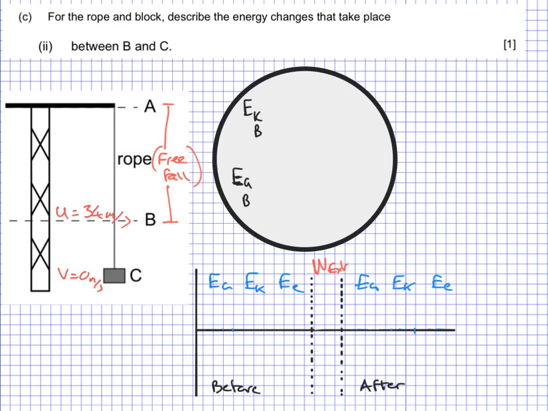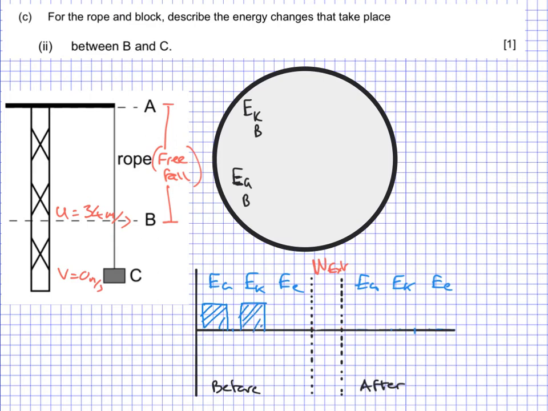Okay, and so we're going to start our energy diagram by saying that at position B, there is some kinetic energy. At position B, there is also some gravitational energy. Remember that at position B, there is no elastic energy whatsoever. So before the event, we have gravitational energy, and we also have kinetic energy.